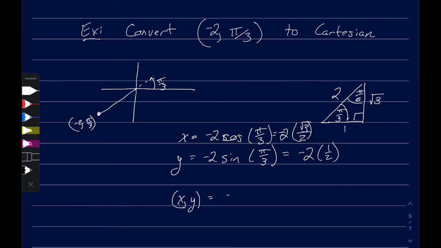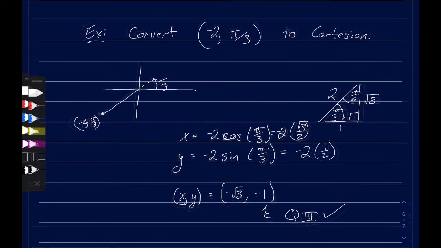So that tells us that x, y is equal to negative square root of 3, negative 1. And negative square root of 3, negative 1 lies in the quadrant 3 space. So this is in quadrant 3. And we check out.